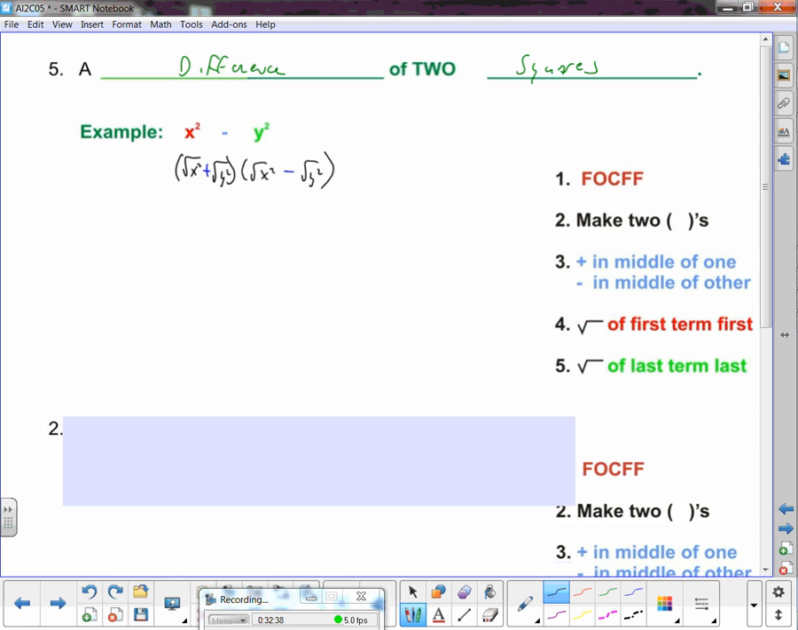Now, normally you wouldn't show those square roots. You'll do that in your head. I'm just putting them there to show you what you're thinking. So what do you end up with? X plus y times x minus y. It's a difference of 2 squares. What is that? The front term is a perfect square. There's a minus sign between them. Back term is a perfect square.